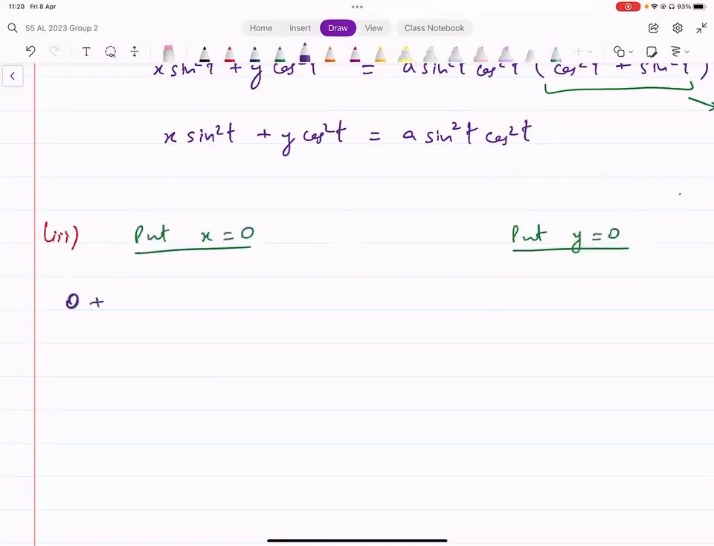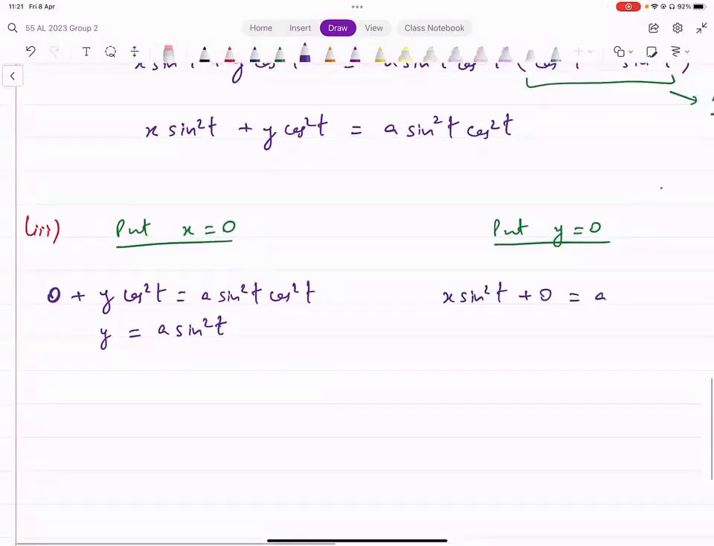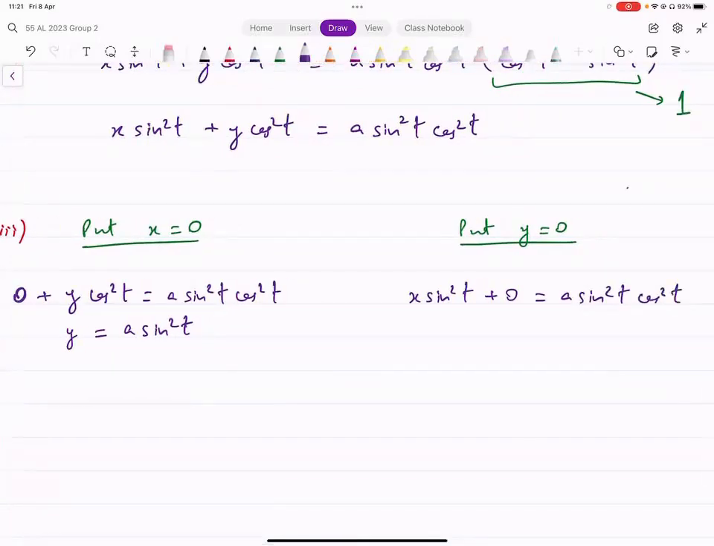X की value 0 input कर दें तो we get 0 plus y cos square t equals a sin square t cos square t. Now cos square t goes to the other side, it gets divided, and that gives us y equal to a sin square t. If we put y equal to 0, we get x sin square t plus 0. That equals a sin square t cos square t. Again, sin square t जाके divide हो जाएगा दूसरी side के ऊपर, and you get x equal to a cos square t.